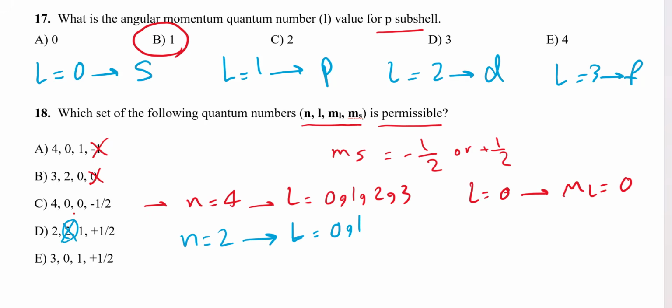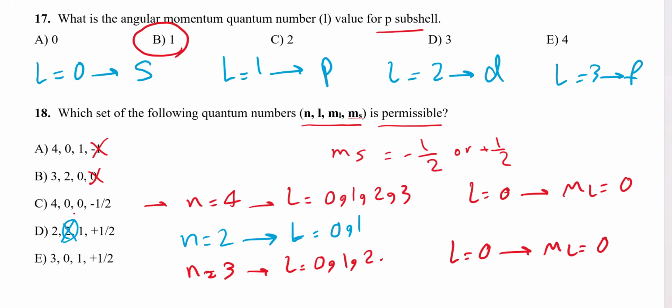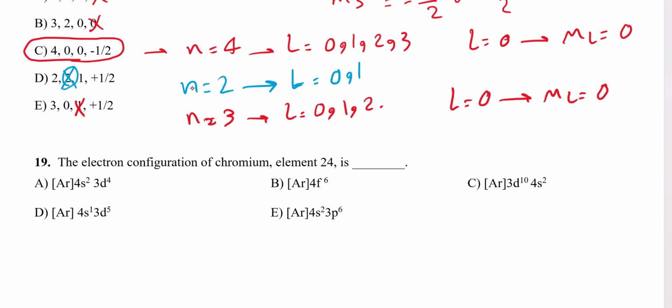For E, N is 3. When N equals 3, we can have these values for L, so 0 is correct. And when we have 0 for L, the only value for ML we can have is 0, because it's from negative L to positive L. We cannot have ML equals 1 when we have L equals 0. So the only correct set is C.